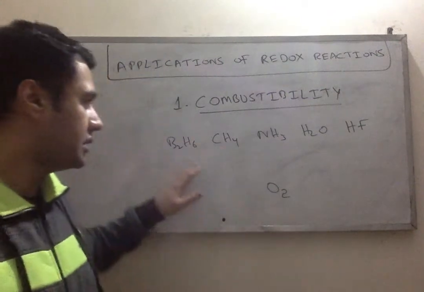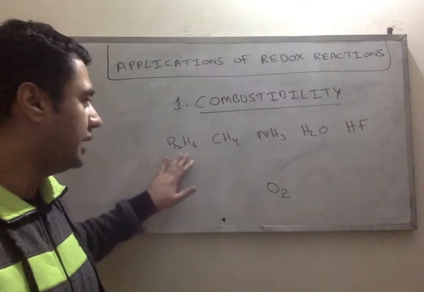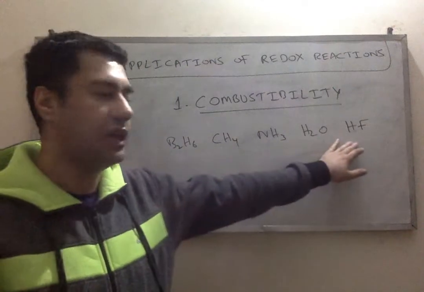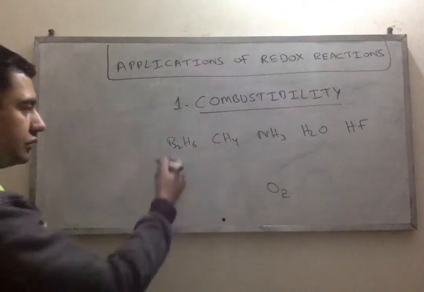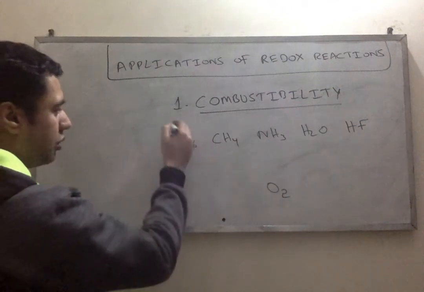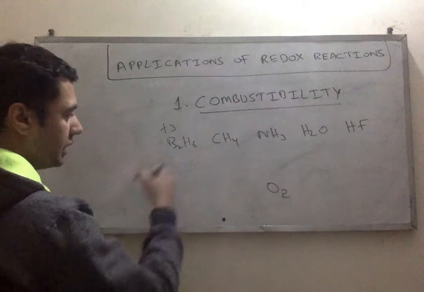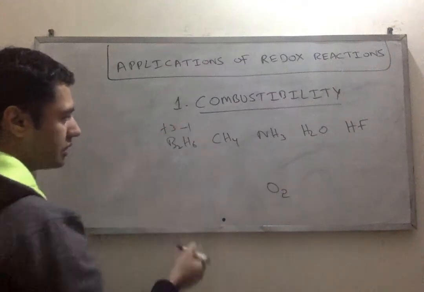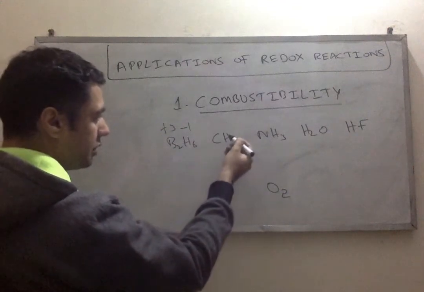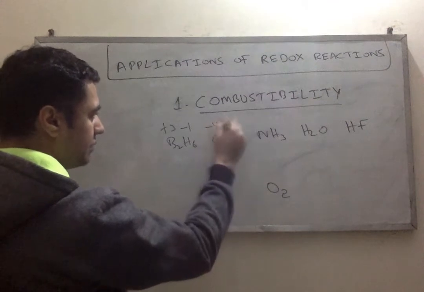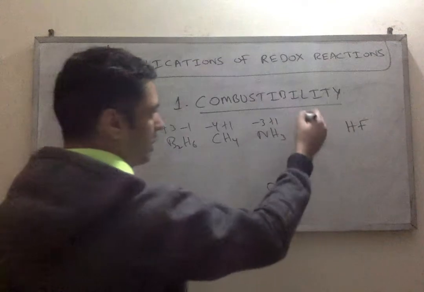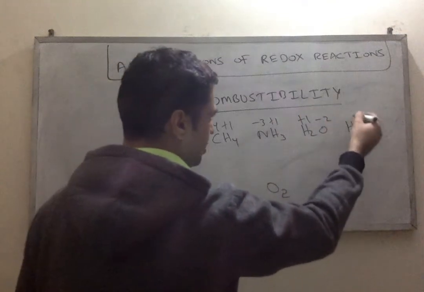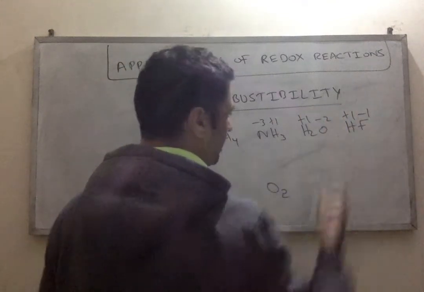So the first task in our hand will be to write the oxidation number of each and every element present in this sequence of compounds. So let's do that together. We see that in diborane, boron is present in +3 oxidation number. Each hydrogen is present in -1 oxidation number. In methane, the corresponding oxidation numbers are -4 and +1. In ammonia, -3 and +1. In water, +1 and -2. In HF, +1 and -1 respectively.